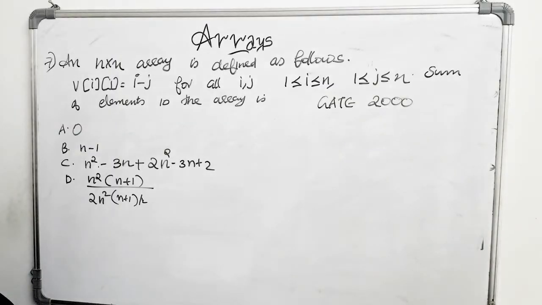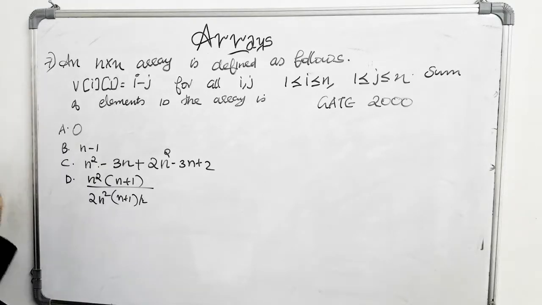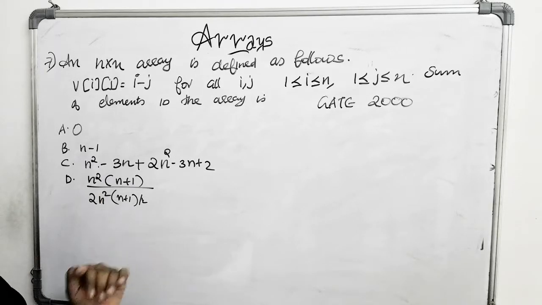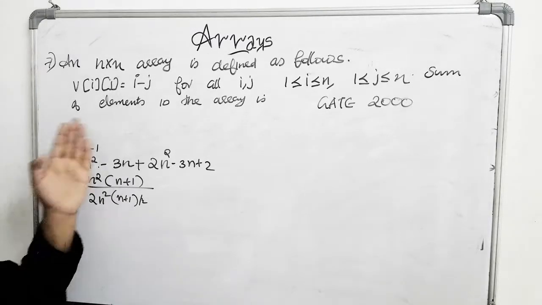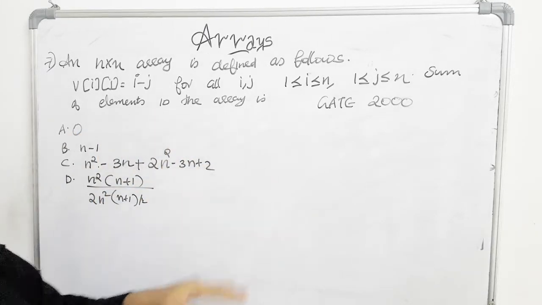So here is our next question. An n by n array is defined as follows. That is, the array V of ij is defined as i minus j, for all i and j where i is between 1 to n, and j is between 1 to n. That is, the array indexing starts from 1. Now, we are supposed to get the sum of the elements in this array.